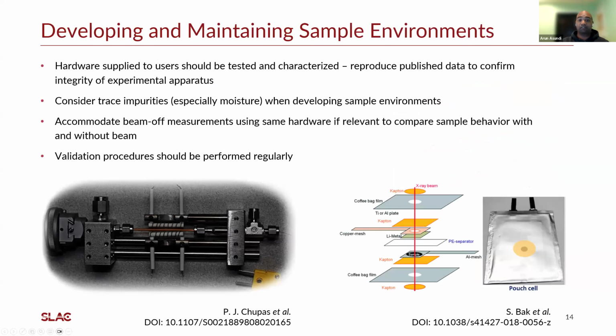Beamline scientists also have a responsibility to develop and maintain robust sample environments. Any hardware that's supplied to the user should be characterized, for instance, by reproducing published data. And as we've talked about, trace impurities like water can result in radical formation that affects the sample, and these should be considered when developing and maintaining sample environments. If it's possible and relevant, it can be useful to accommodate beam-off measurements using the same hardware so the user can compare the sample behavior with and without the beam, without having to sacrifice their precious beam time.